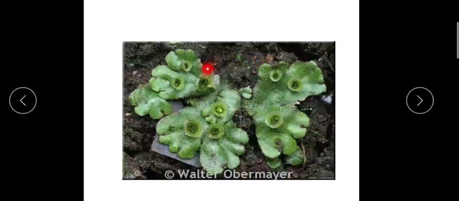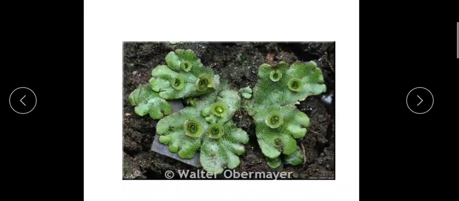This is the gametophyte of Marchantia. Mature Marchantia is a gametophyte. The thallus, as you can see here, is a prostrate thallus. It is dorsiventral also and dichotomously branched like that of Riccia. So the gametophyte is prostrate, dorsiventral, and the branches are dichotomously branched.